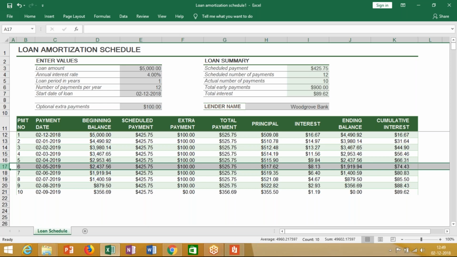So at each stage, the ending balance is observed. What you can see from here is that you started with 5,000 over here.